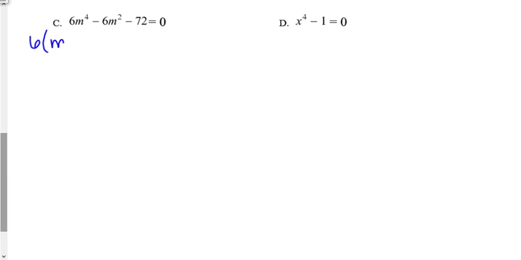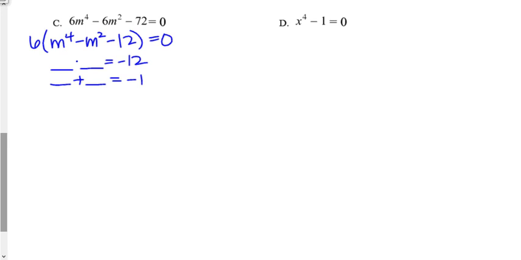I'm left with m to the 4th minus m squared minus 12 equals 0. 6 goes into 72 12 times. Now my a value is 1 again, which is super nice. What times what will give me negative 12, and then what plus what will give me negative 1, which is my b value?